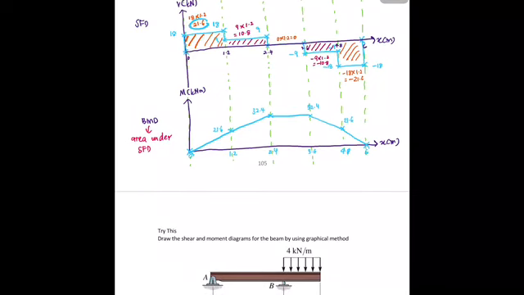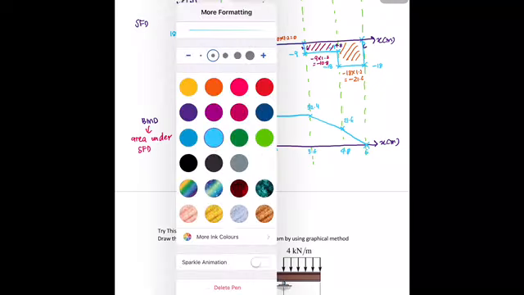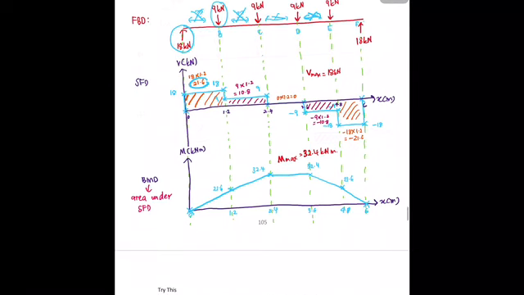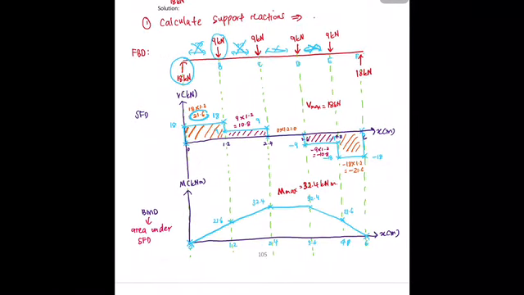After that, identify the maximum V, which is equal to 18 kilonewton. Maximum moment is equal to 32.4 kilonewton meter. You have to try by yourself so you can understand more.